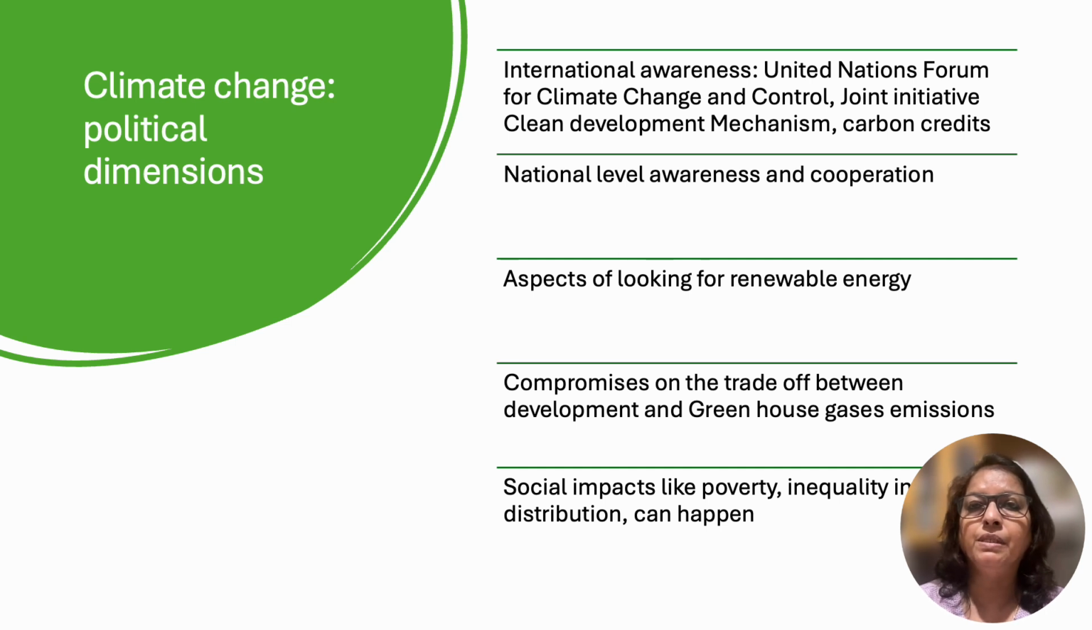Developing nations have been telling the developed nations, you are the ones who have created the greenhouse gases. Now you are telling us, don't do industrialization, emissions are harmful for the environment. If we don't industrialize, how will we progress? So there might be a trade-off between development and the greenhouse gas emissions concept. Then there are social impacts like poverty, inequality of income distribution. All this can happen. So these are the political dimensions of climate change.